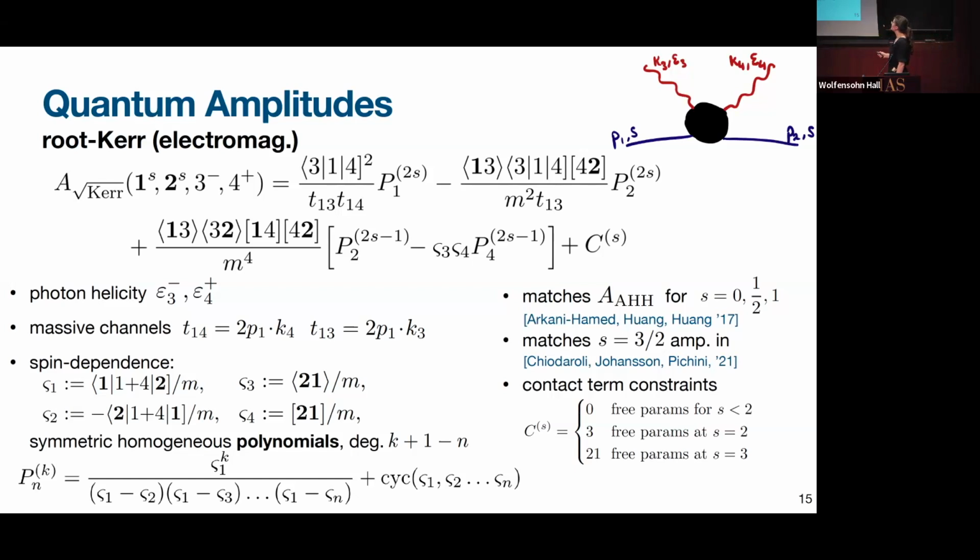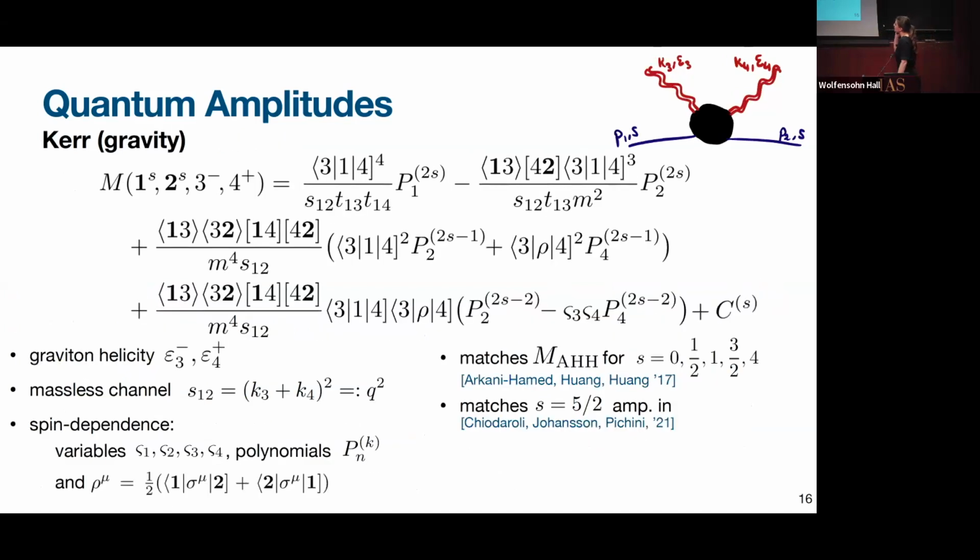Great. The amplitude matches the literature up to spin 3/2. So that means up to spin 1 for the BCFW amplitudes where there's no spurious poles, and then up to spin 3/2 for an amplitude presented by some of the authors in another paper. And then indeed, we still have this freedom in the contact terms. And once I present the Kerr one, we're going to proceed to try to fix those contact terms.